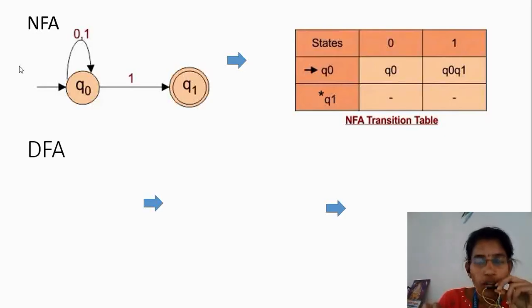The second one, Q1, is my ending state, but there is no transition. So I mark it empty with a hyphen. There is no transition for input 0 and 1, but this is the final state.